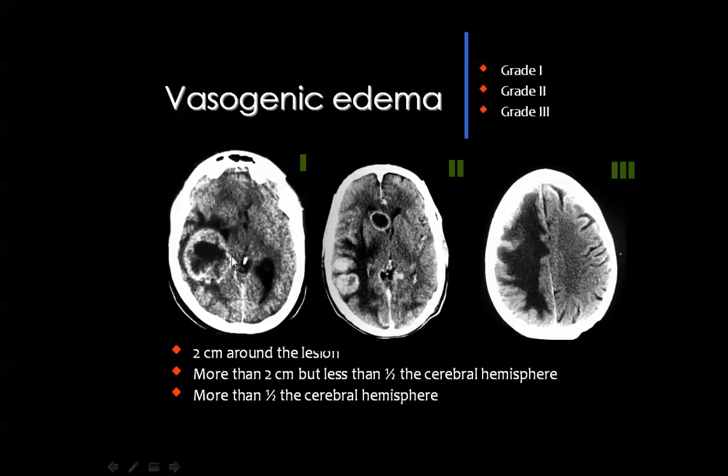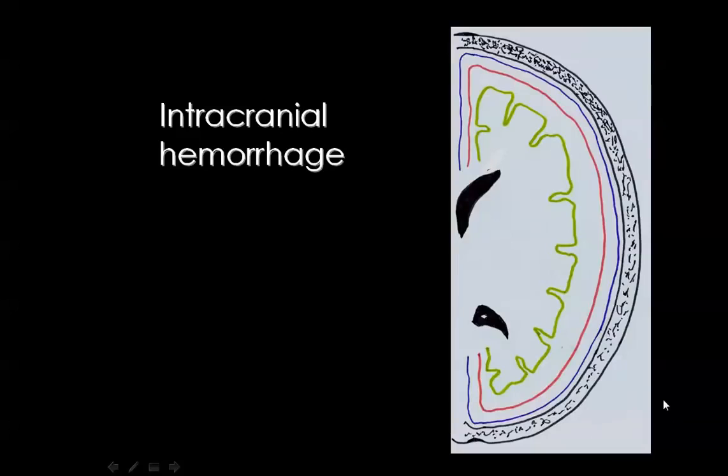Then we have 3 grades. The grade 1 is usually seen around less aggressive lesions, and the grade 3 is seen around the aggressive lesions in general. Then we'll discuss the diagnosis of intracranial hemorrhage and intracranial ischemic lesions. We'll start by the discussion of the intracranial hemorrhage.